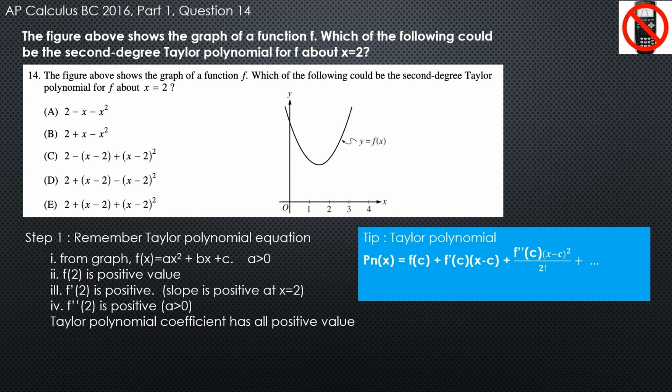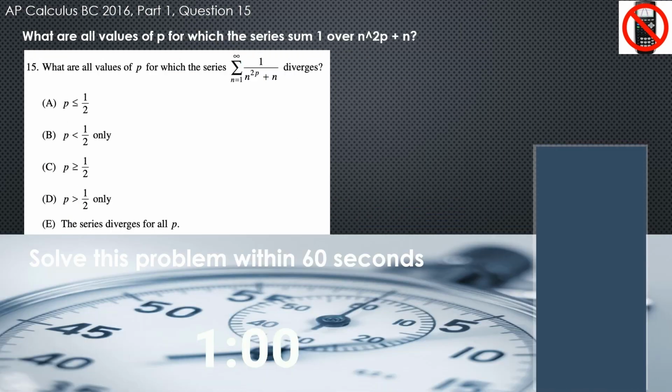From the graph, f(x) equals ax squared plus bx plus c. A should be greater than 0, therefore A, B, and D are not correct. f(2) is positive. f(-2) is positive at x equals 2 as well. The answer is E. Solve this problem within 60 seconds.